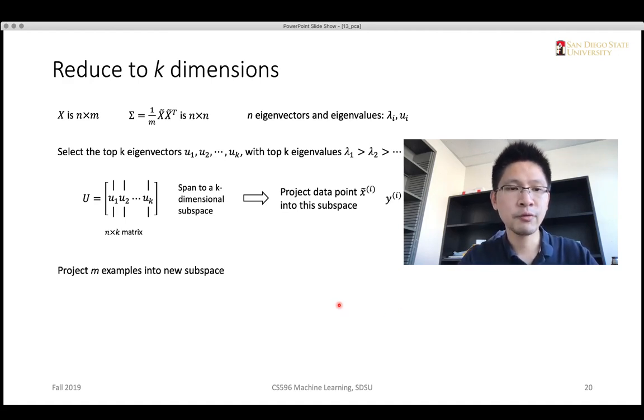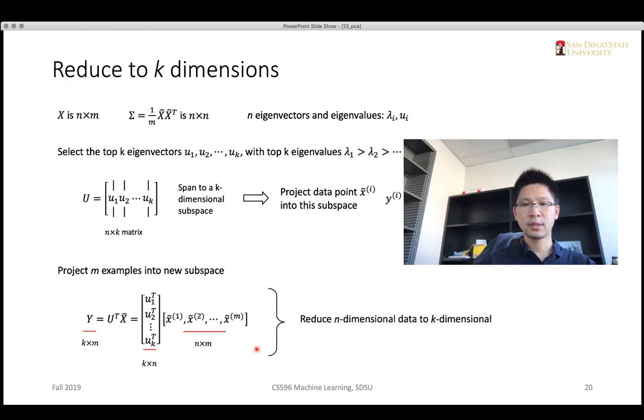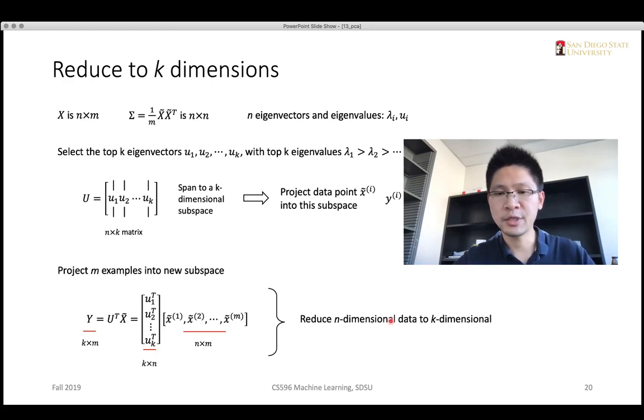And we can project all of our examples into the new subspace. We can just multiply U transpose with x tilde, which results in a k by n matrix, which means we now reduce the n-dimensional data to k dimensions.